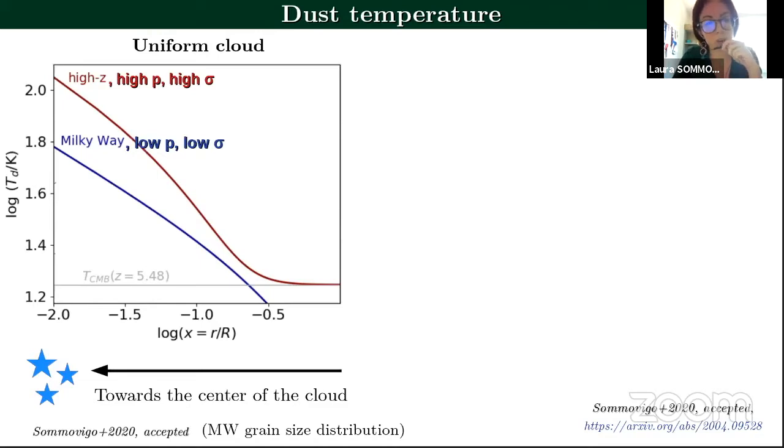Let me now move on to describe the dust temperature profiles within our clouds. So in this plot, on the y-axis, you have the dust temperature, whereas on the x-axis, you have the distance with respect to the center of the cloud, where I remind you that we have our UV source. So the red line is the dust temperature in our high redshift cloud, while the blue line is the dust temperature in our low redshift cloud. You can see that the high redshift cloud has hotter dust, and this is mainly due to the fact that this cloud has larger pressure.